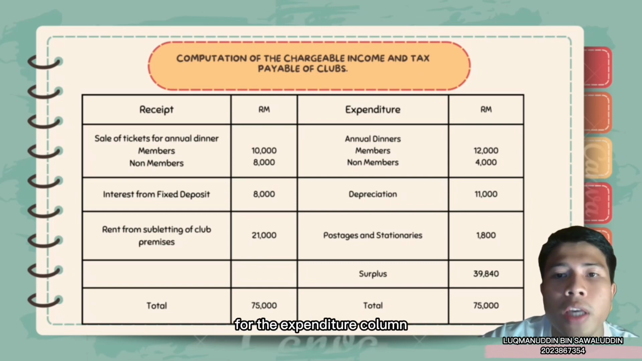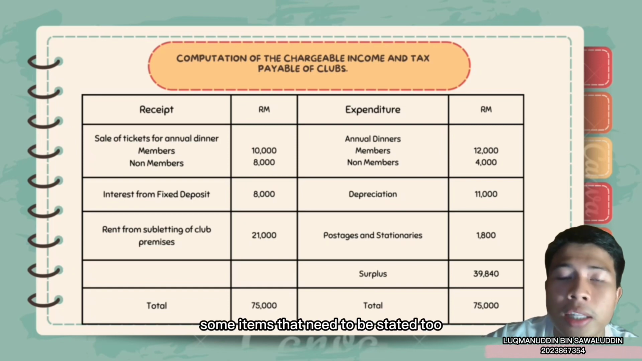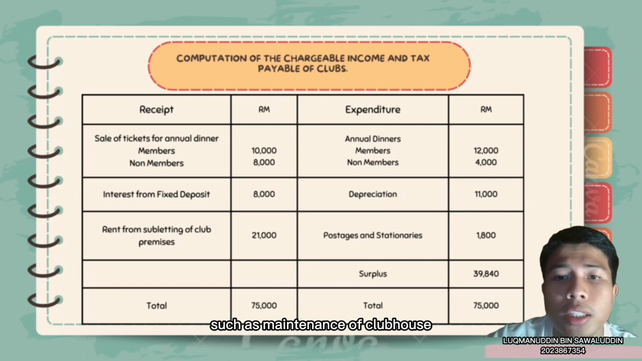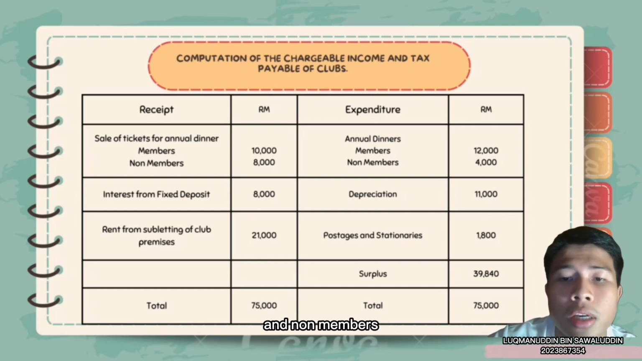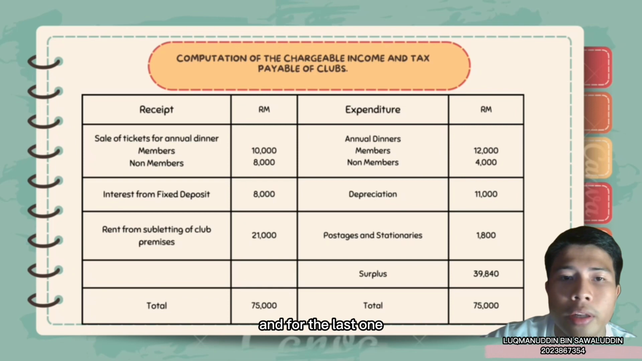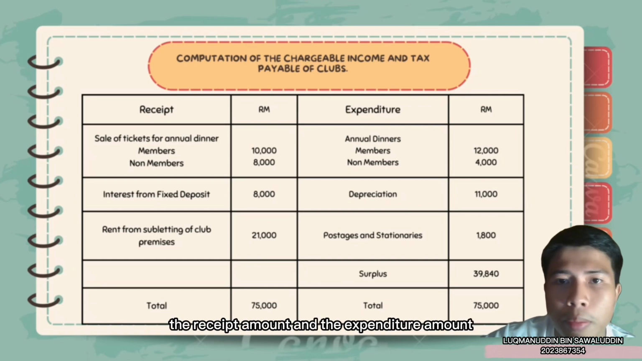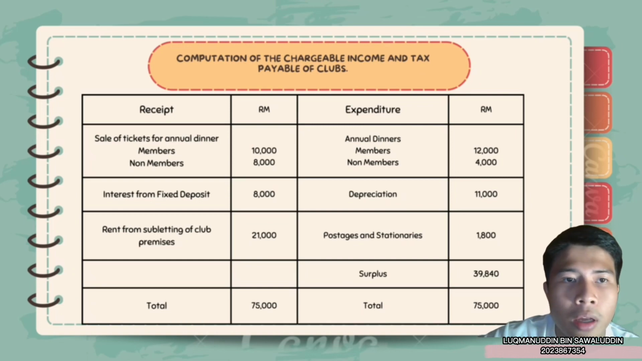And meanwhile, for the expenditure column, there are some items that need to be stated too, such as maintenance of clubhouse, magazines and newspapers, annual dinner for both members and non-members, depreciation, postage and stationery. And for the last one, the surplus, it shows the difference between the receipt amount and the expenditure amount.